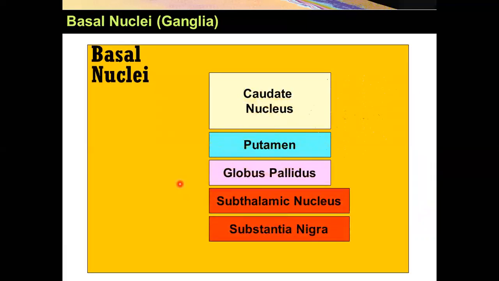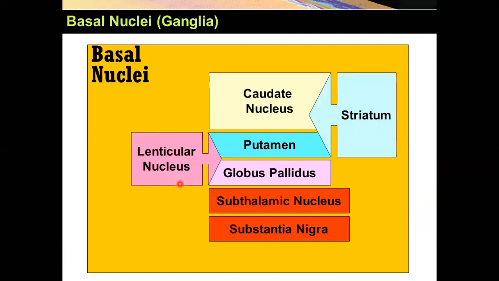Okay, this is another slide showing us the basal nuclei. So the basal nuclei consist of the caudate nucleus, putamen, globus pallidus, subthalamic nucleus, and substantia nigra. Caudate nucleus and putamen together make up the striatum. The putamen and globus pallidus together make up the lenticular nucleus. So the lenticular nucleus plus the striatum make up the corpus striatum.